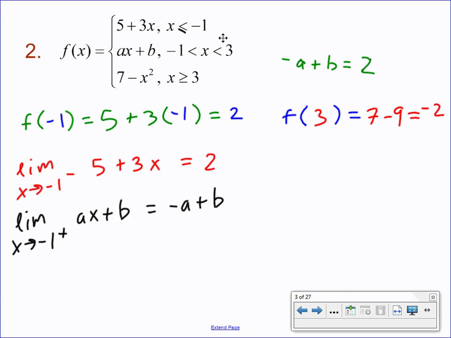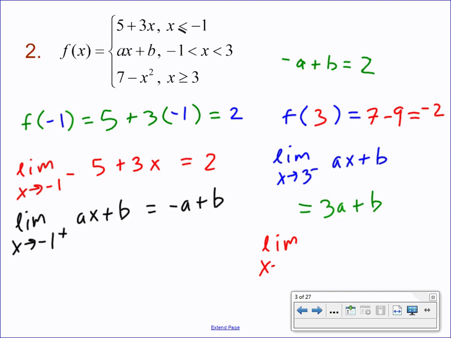Oh, gosh. We've got to do the limit as x approaches 3 from the left-hand side. We'll use that ax plus b definition for that. 3 is in the domain of this expression, so I get 3a plus b. Yes? Right-hand limit. As x approaches 3 from the right, I'll use my lower definition, 7 minus x squared. 3 is in the domain of that expression, 3 squared, negative 2 again. Yes? So we've generated two equations. Our first equation, negative a plus b must equal 2. Our second equation, 3a plus b must equal negative 2.